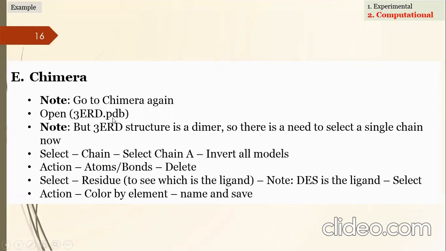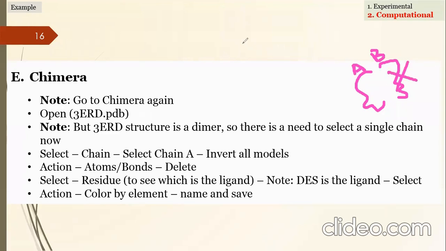Open 3ERD.pdb in Chimera. When you do it yourself, you will see that this structure is in dimeric form. This will be A and this will be B, so chain A and chain B. Because this is a copy of that, they are homodimers. So you need to delete one.